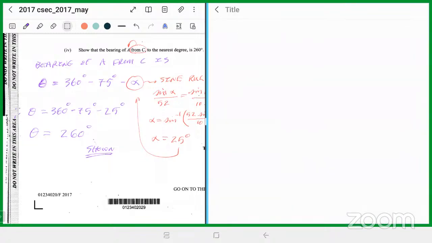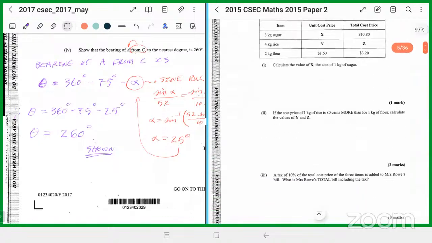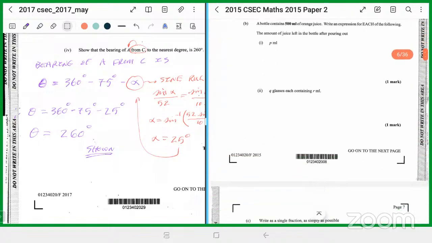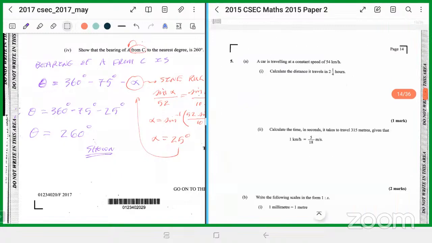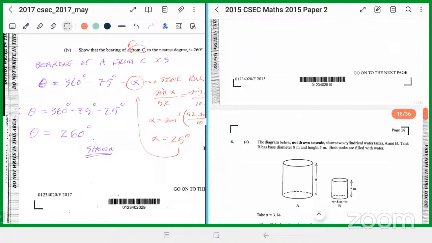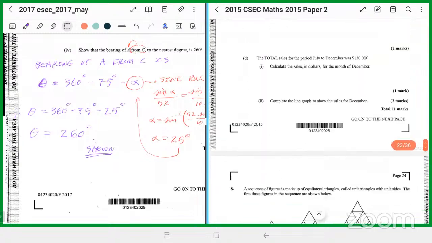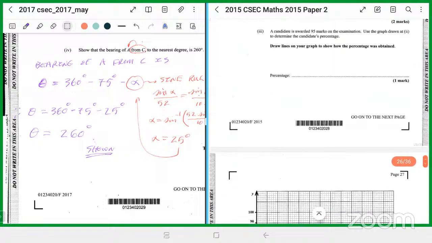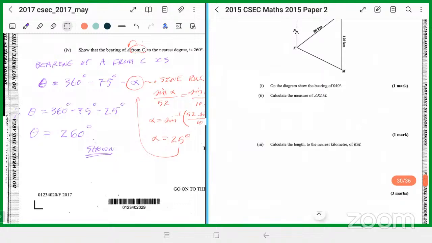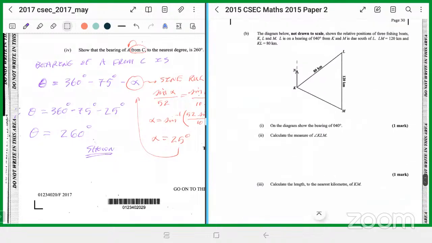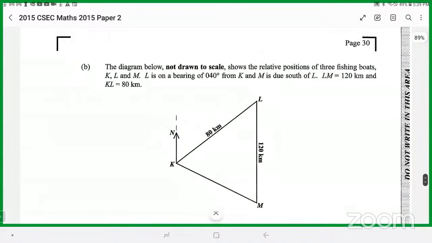And I think we can write on this one. All right, there's no space. Oh, yeah, there is. Okay. So 2015, bearings question. There it is, right there. All right, let's go. Here we go. Bearings question again.